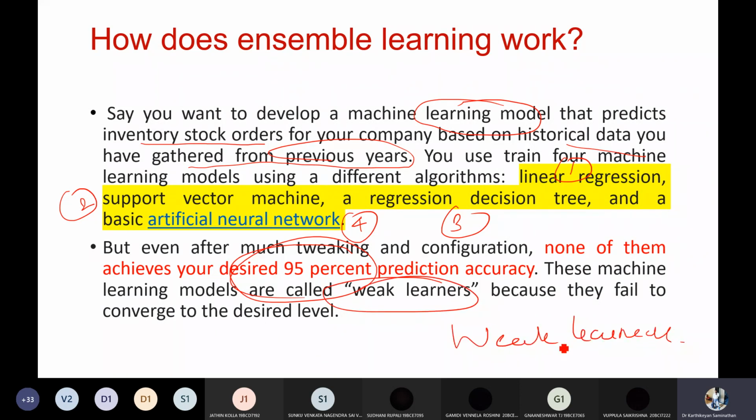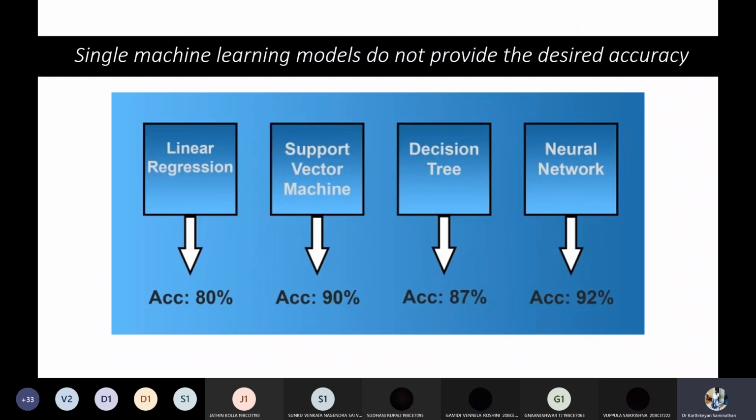Does it mean the prediction algorithm is useless? No, weak learners are not useless. But they give only lower accuracy because they fail to converge to the desired level. That is the reason. Here you can see a single machine learning model does not provide the desired accuracy.